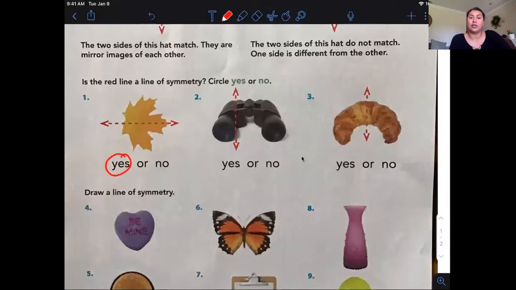Let's look at the binoculars. Are they equal parts? Well, not really, because look at how much bigger this side is than this side, right? That's not equal, so no. Let's look at this croissant. If I divide that, that's divided in half, but is it equal? That does look equal.